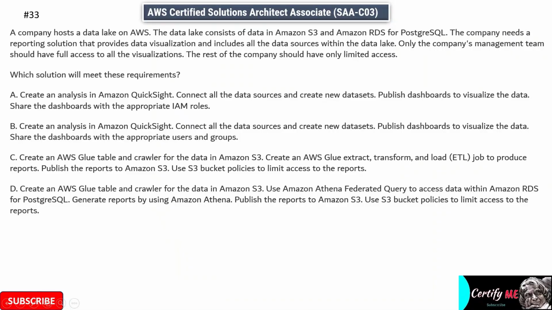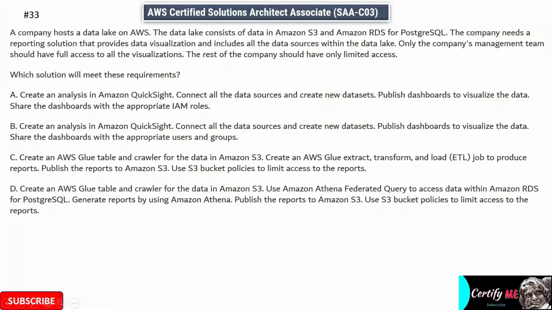Option C. Create an AWS Glue table and crawler for the data in Amazon S3. Create an AWS Glue extract, transform, and load job to produce reports. Publish the reports to Amazon S3. Use S3 bucket policies to limit access to the reports. Option D. Create an AWS Glue table and crawler for the data in Amazon S3. Use Amazon Athena federated query to access data within Amazon RDS for PostgreSQL. Generate reports by using Amazon Athena. Publish the reports to Amazon S3. Use S3 bucket policies to limit access to the reports.